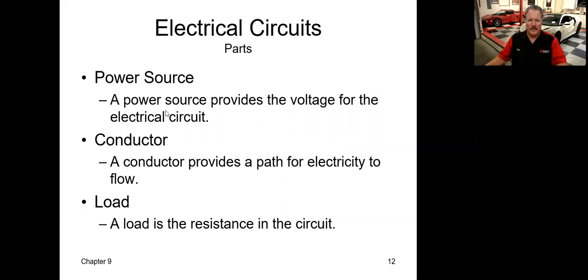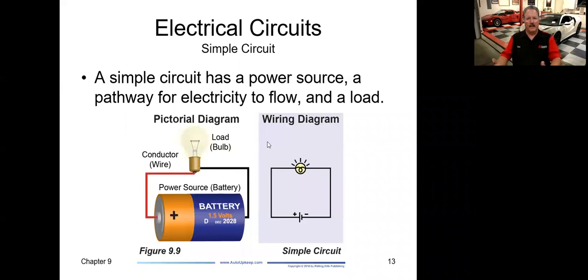Electrical circuit parts. A power source provides the voltage for the electrical circuit. A conductor provides a path for electricity to flow, and a load is the resistance in the circuit. A simple circuit has a power source, like a battery, a pathway for electricity to flow, and a load. Here's a simple circuit. Get the bulb to light up, and it just goes around in a circuit like that.